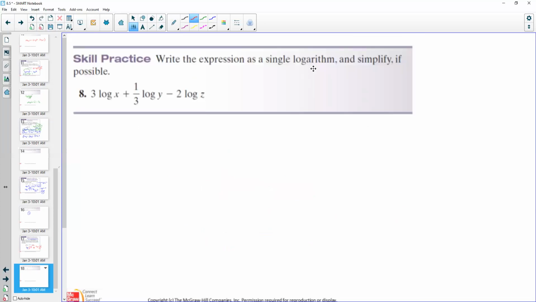All right, here's the last one. This one should get rewritten as log of x to the third y cube root y over z squared. Make sure you can make these work. This is a really important thing to be able to do. We're going to use it as the steps go from here.